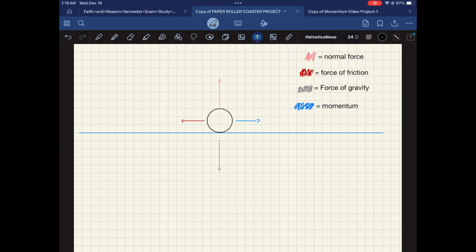At this point in the roller coaster, you can tell that the marble is at constant acceleration because the marble is moving at a constant velocity and not changing its speed or direction. It's traveling in a straight line at a constant speed, and it's not accelerating or decelerating.